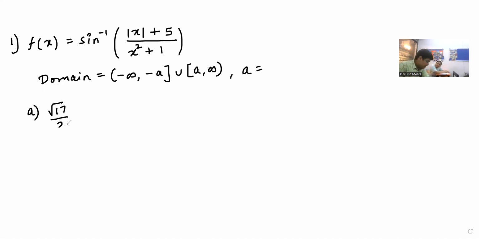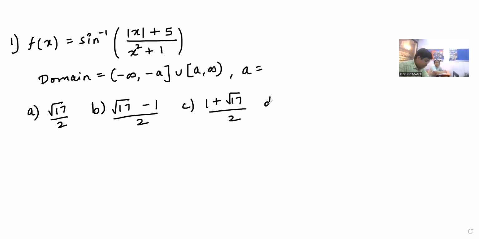A is root 17 by 2. B is root 17 minus 1 by 2. C is 1 plus root 17 by 2. And D is root 17 by 2 plus 1.